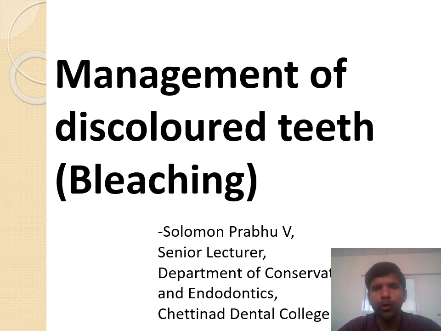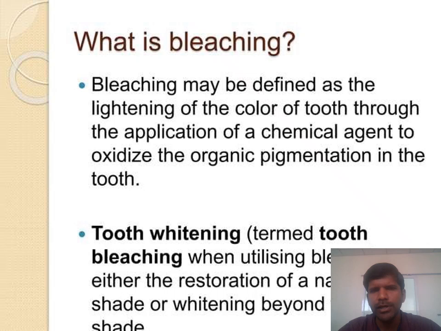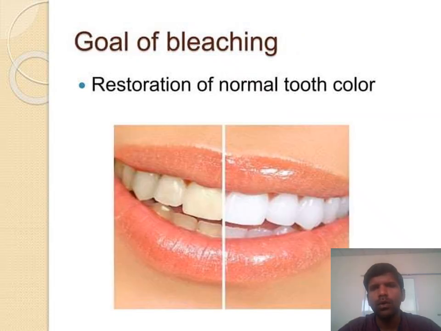Today we will be seeing about management of discolored teeth through bleaching. What is bleaching? Bleaching may be defined as the lightening of the color of tooth through application of a chemical agent to oxidize the organic pigmentation in the teeth. So the goal of bleaching is the restoration of normal tooth color.